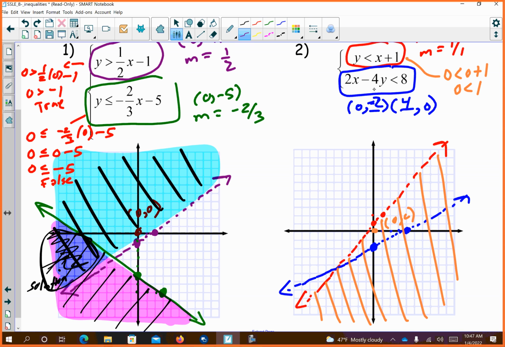Okay. Let's plug 0, 0 into this. So I get 2 times 0 minus 4 times 0 is less than 8. 2 times 0, 0. 4 times 0, 0. Is 0 less than 8? So this one gave me a true up here. This one gave me a true here. Okay, which one are we talking about on this one that we just did? Red or blue? Blue. So I'm going to shade the side of the blue, which is going to be the top.